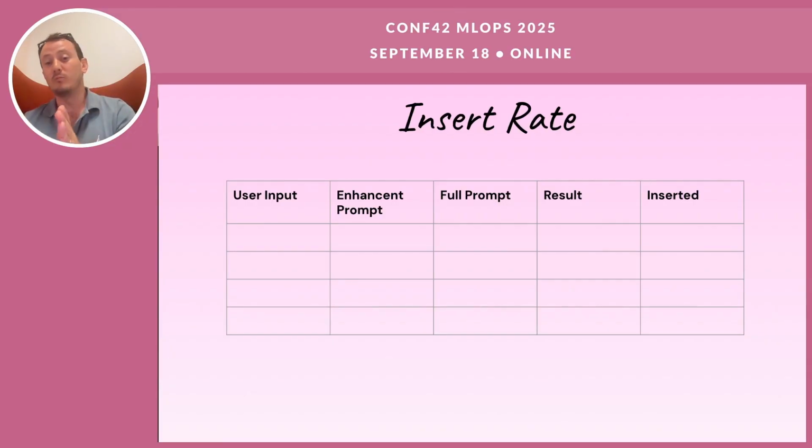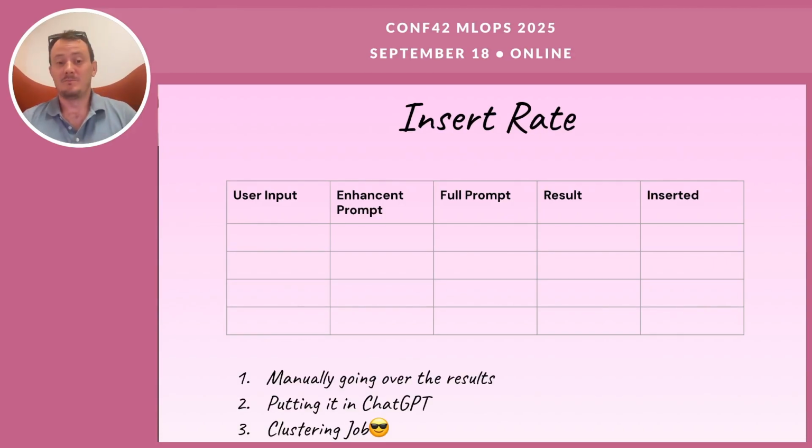Then we had the full prompt with the system prompts and the additional context, basically everything that eventually goes to the LLM, the result that gets back, and the indication whether it was inserted or not. All this information was stored for every interaction inside our database. On top of that, we started with just manually going over the results. We would fetch the information of a day, of a week, of a month.